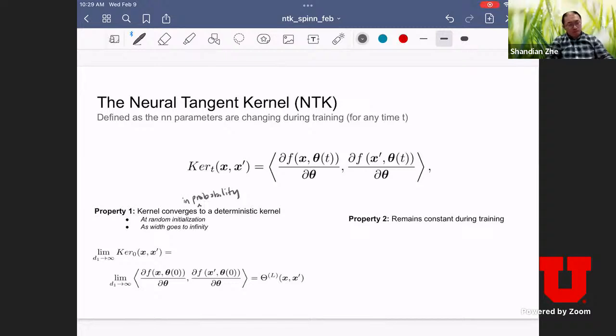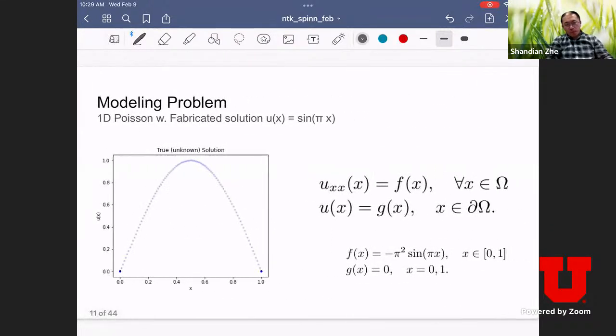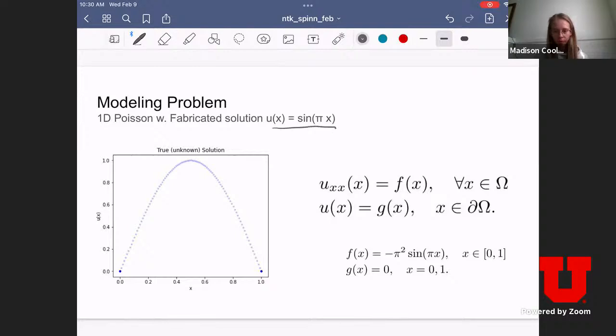Yeah, let's continue. Okay, so now I'm going to just introduce a simple PDE modeling problem that they discuss in the paper. It's just the 1D Poisson problem with a simple fabricated solution, which looks like this graph here. And so the PDE is given as this set of equations.